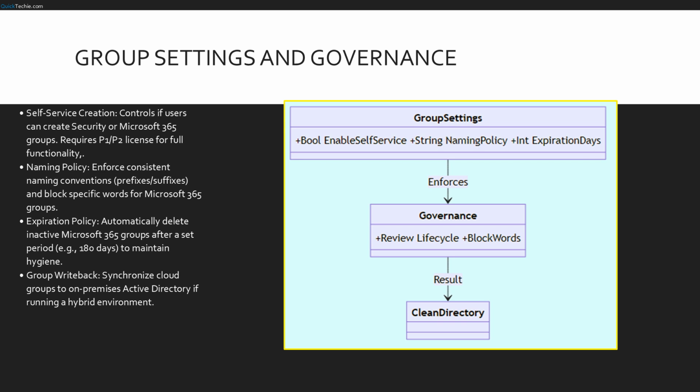This diagram represents group settings as a class with properties like enable self-service, naming policy, and expiration days. These settings feed into the governance class, which performs actions like reviewing lifecycle and blocking words. The relationship shows that enforcing group settings directly results in a clean directory, visualizing the operational benefit of these configurations.